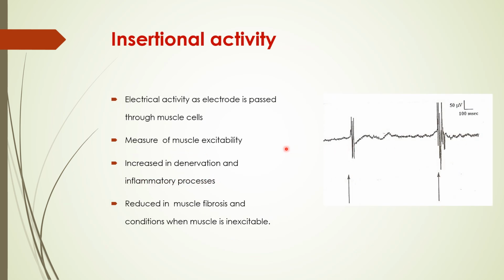Insertional activity: when you are inserting the electrode, there will be some activity. So this is a measure of muscle excitability. When the muscle is denervated initially or it is in the inflammatory process, there will be hyperstimulation at the time of insertion. But as muscle undergoes fibrosis or is totally inexcitable, there won't be any insertional activity.